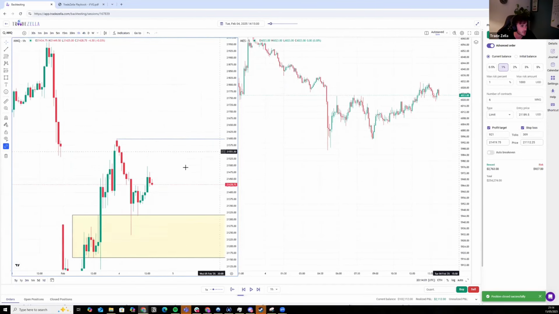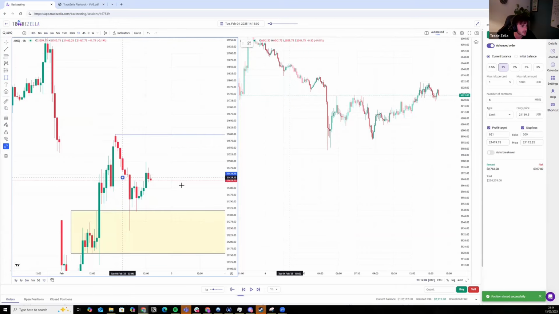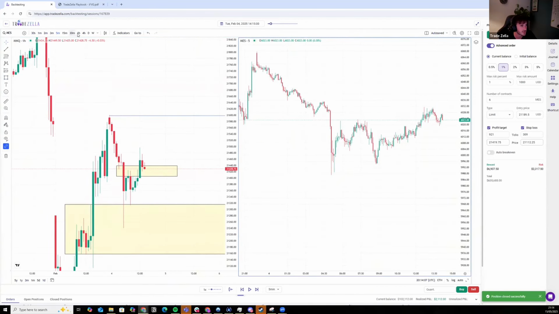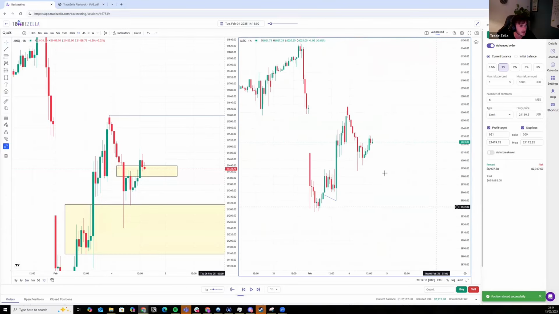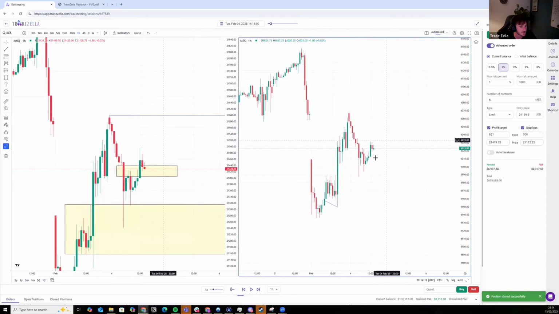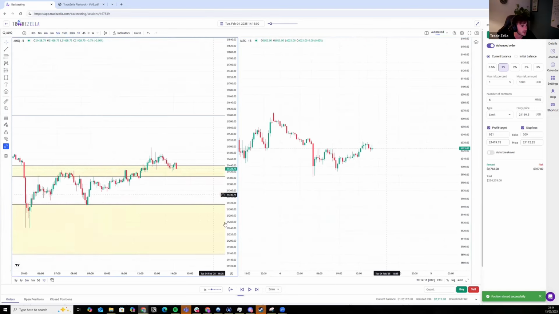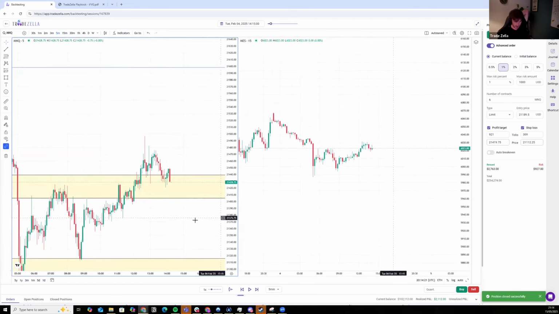Just looking on the 1 hour, we have also inversed this fair value gap on the 1 hour. So that's a bit more confirmation there. Let's just check ES. ES, same sort of situation, nothing crazy going on there. Let's drop down to the 15 and the 5 minute, and let's see how market open plays here.